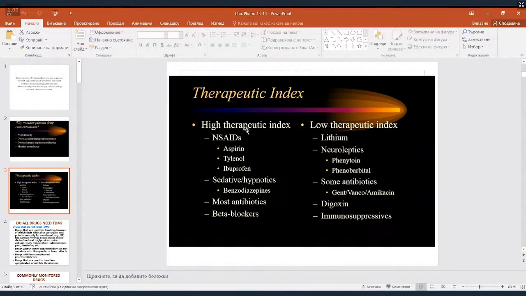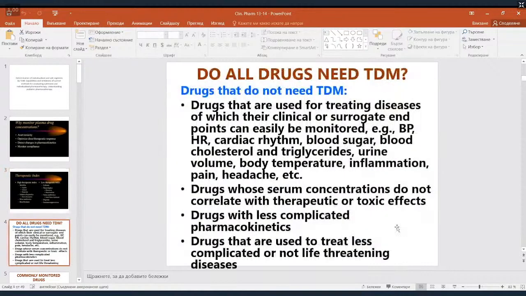For the most part, for the high therapeutic index drugs, we don't need monitoring because we consider them relatively safe, even at higher doses than usual. But for low therapeutic index drugs, we sometimes need to do TDM, or therapeutic drug monitoring, by measuring their concentrations, like gentamicin, vancomycin, amikacin, digoxin, lithium, some immunosuppressives like tacrolimus or cyclosporin. So these are some examples of drugs that need therapeutic drug monitoring.